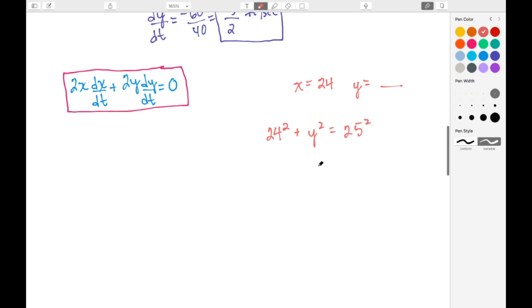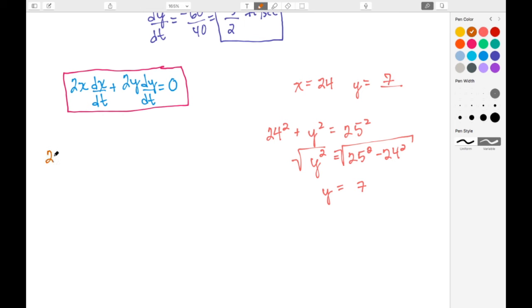All right, let's isolate y squared. We do that by subtracting 24 squared from both sides. So y squared is equal to 25 squared minus 24 squared. And we take the square root of both sides to just get y. So in doing so, we see that y turns out to just be 7. All right, now we're going to make our substitutions.